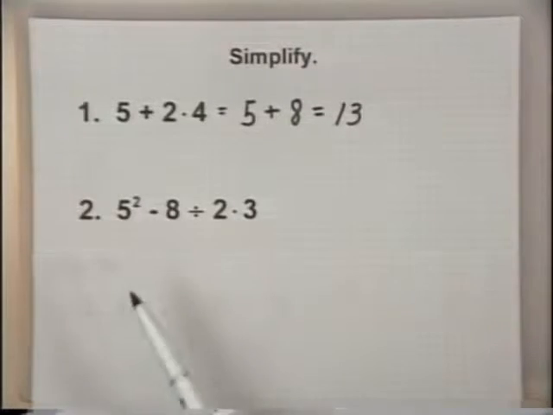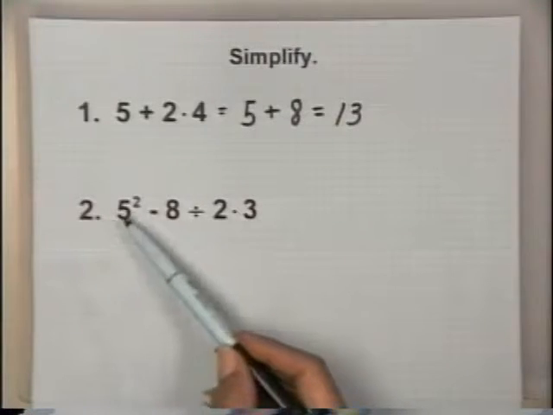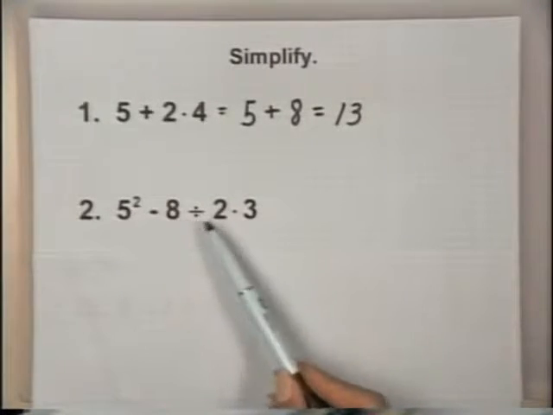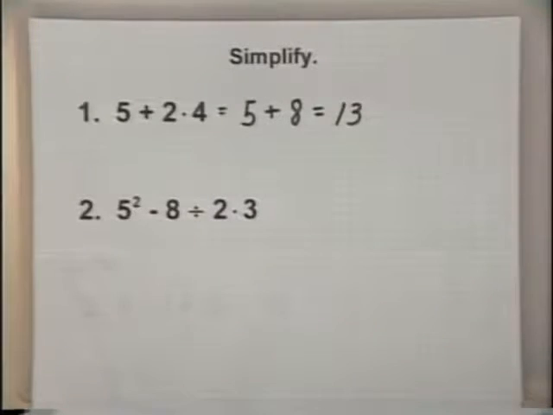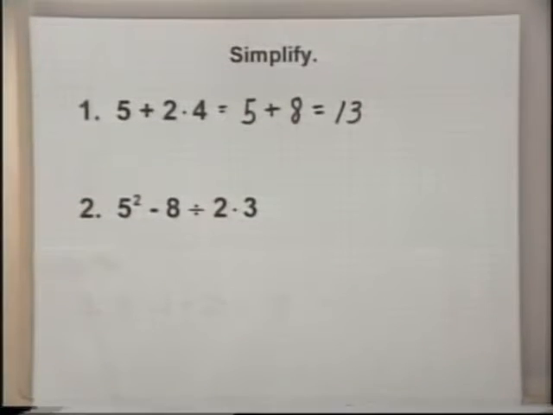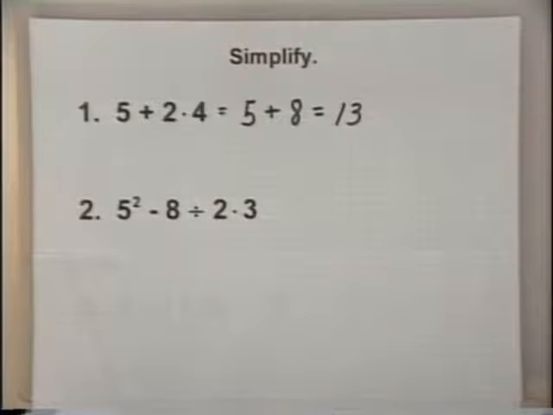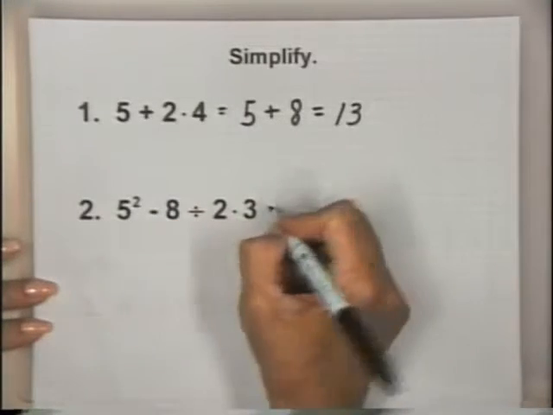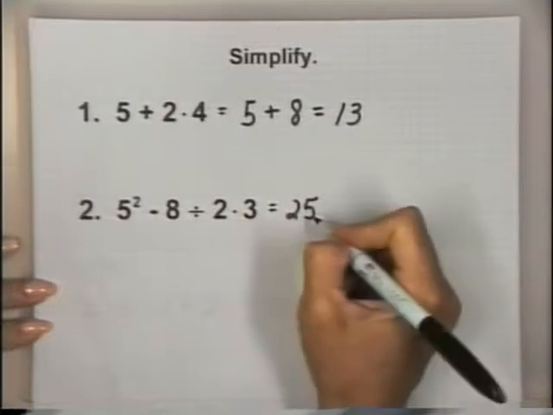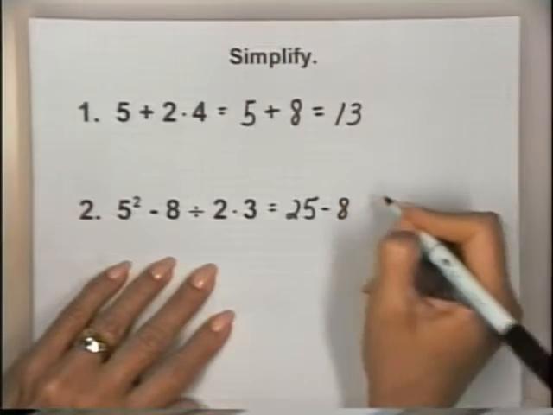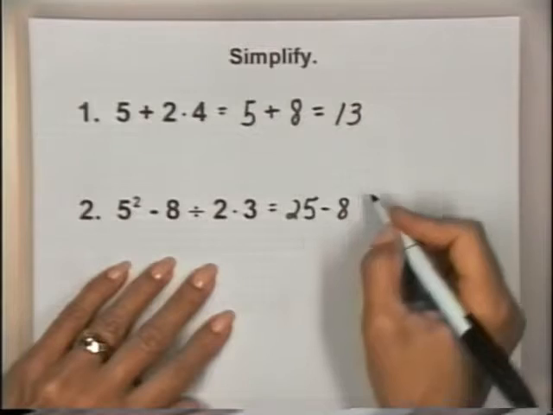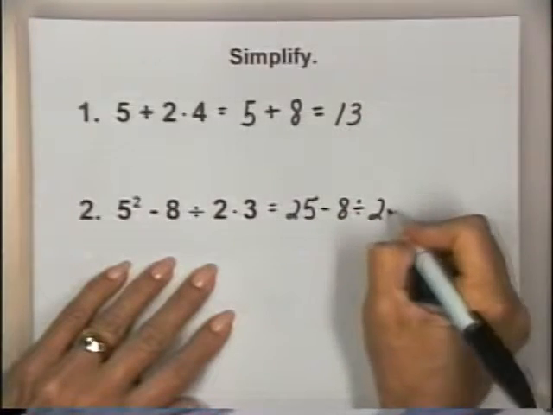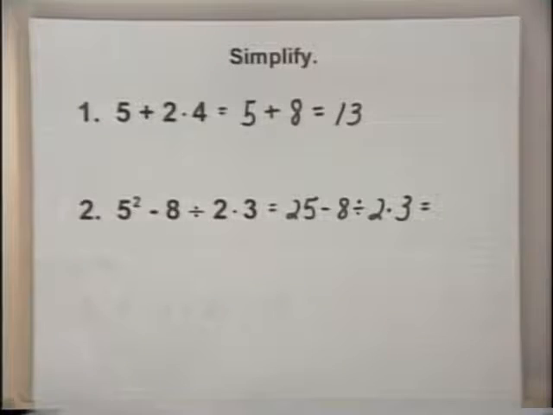In problem number 2, our numerical expression is 5 squared, subtract 8, divided by 2, times 3. Let's follow our order of operations. We're supposed to look for parentheses as grouping symbols first, and we have no parentheses. Then we're supposed to evaluate our exponents. We have 5 squared, which is 25. Now let's rewrite the rest of the problem. We have 25 subtract 8 divided by 2 times 3. We have taken care of exponents.